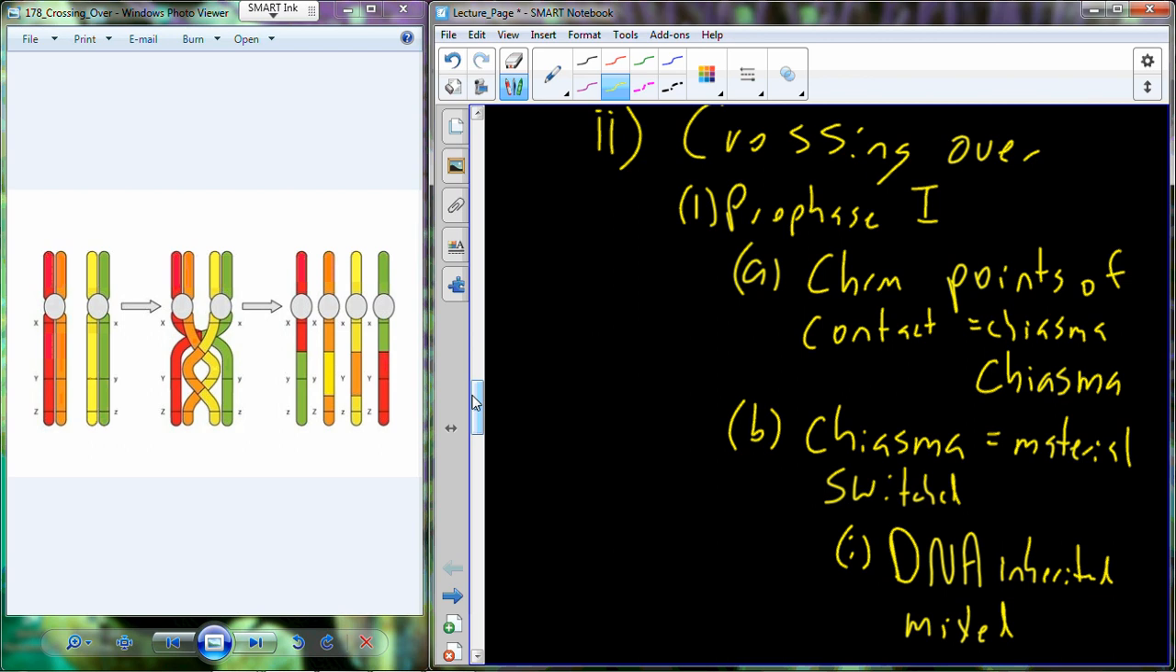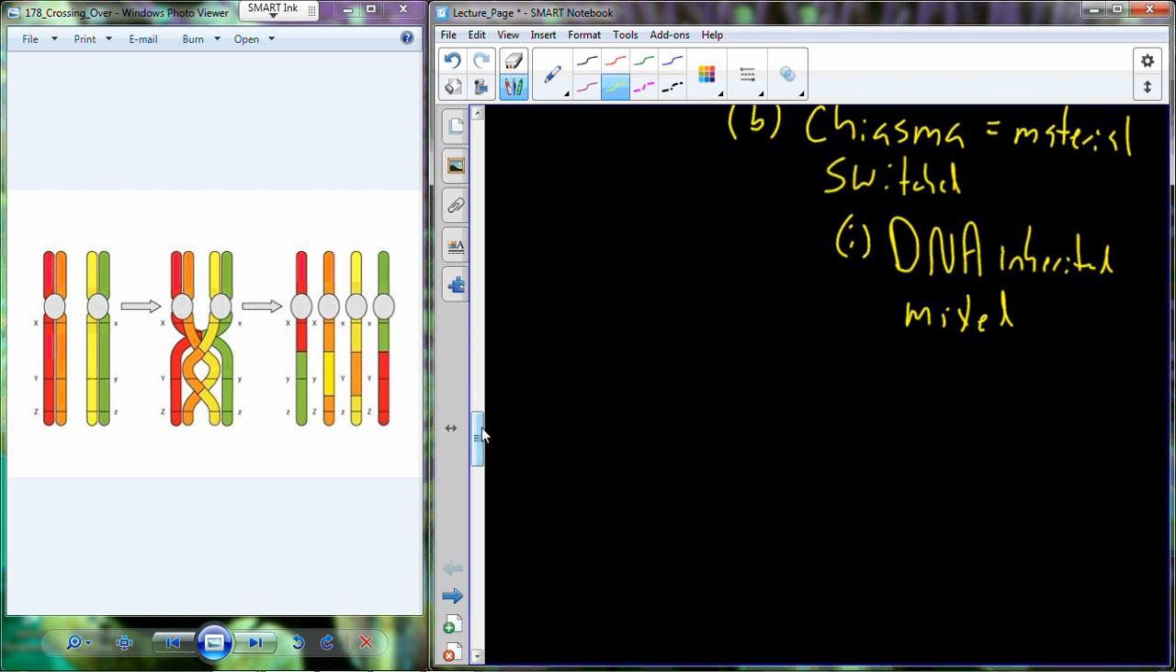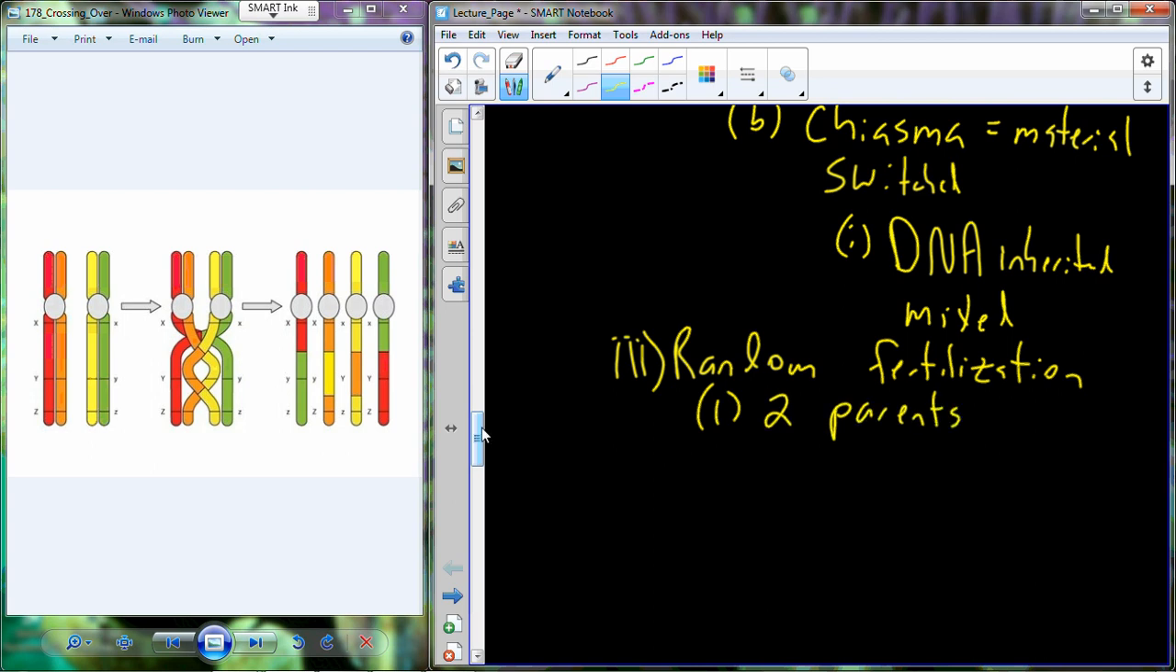There's one more factor. There are three factors: independent assortment, crossing over, and the third factor is random fertilization. Random fertilization basically means that the two parents that undergo fertilization, that generate the zygote, are not directed by any sort of external pollen. So at one level, random fertilization means that we don't really get breeding in the human population. In some areas there is some inbreeding, but not a lot. In addition, which of these gametes gets chosen for fertilization is entirely random.